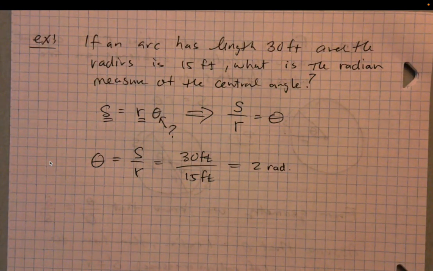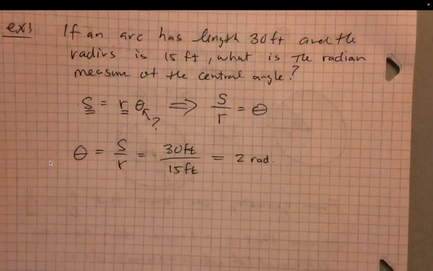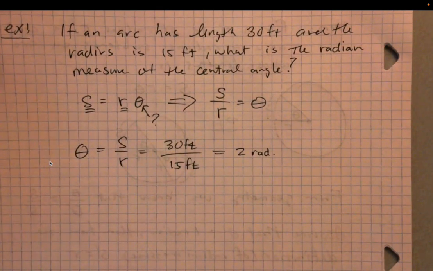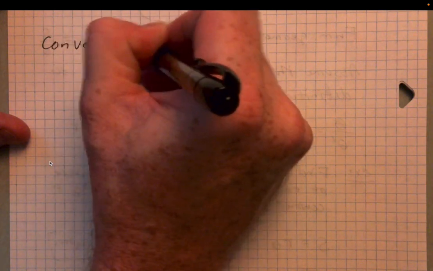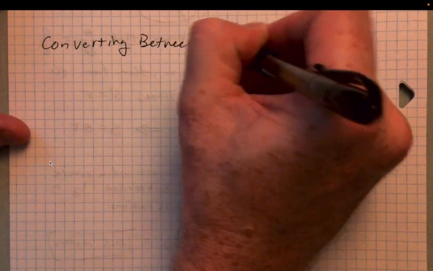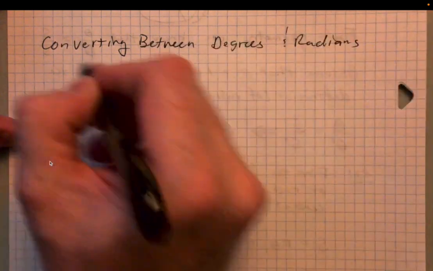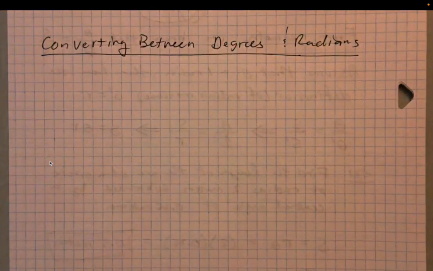Okay, so that's the idea with radians. It'll take a while. It'll take a couple of weeks, I would say, before you start to feel comfortable with the idea of radians. One of the ways you'll get comfortable thinking in terms of radians is getting comfortable with converting between degrees and radians. And so that's what we want to talk about next, converting between degrees and radians.